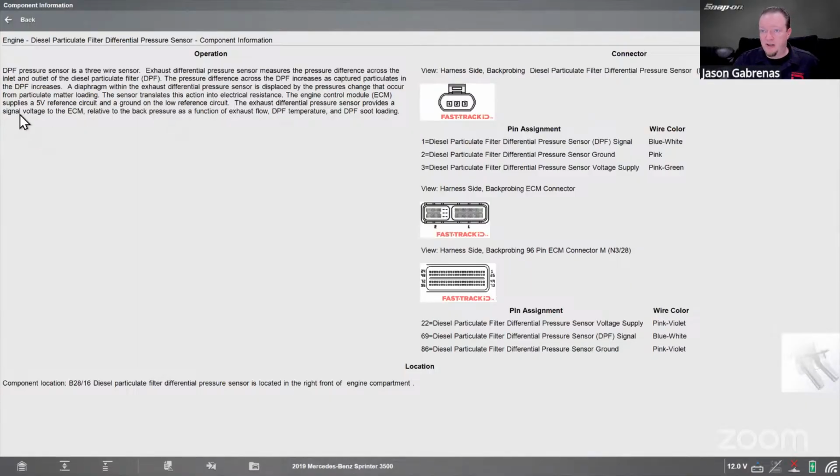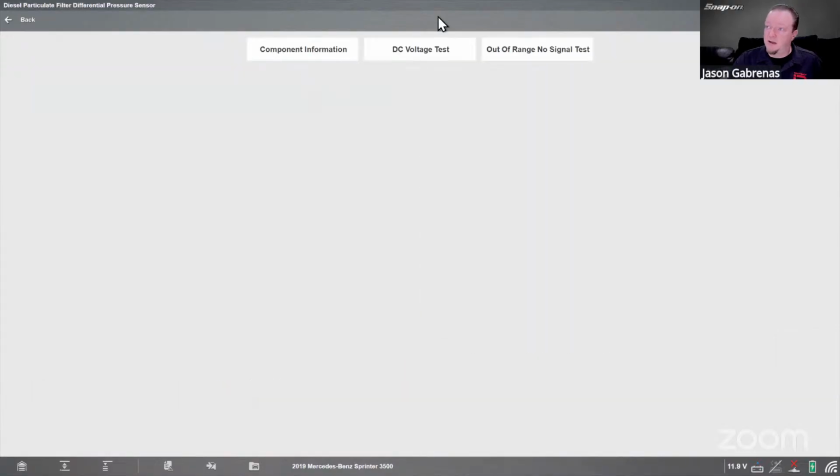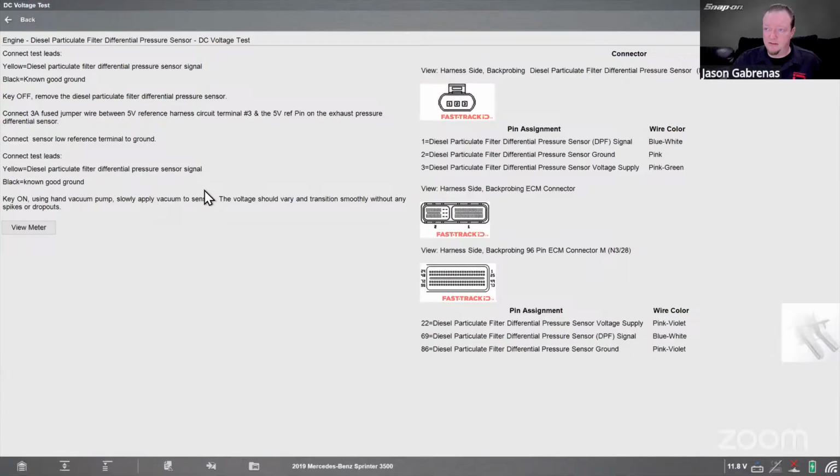The engine control module supplies a 5-volt reference circuit and a ground on the low reference circuit. The exhaust differential pressure sensor provides the signal and voltage to the ECM relative to the back pressure as a function of exhaust flow, DPF temperature, and DPF soot loading. And then it gives you the sensor itself, and then at the ECM what it would look like. And in this case, looks like we can do voltage or out of range signal. So voltage test, going to check for 5 volts, going to check for ground, etc.